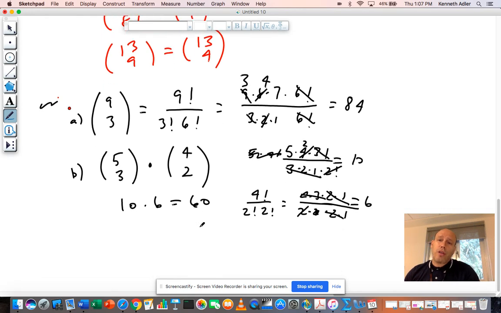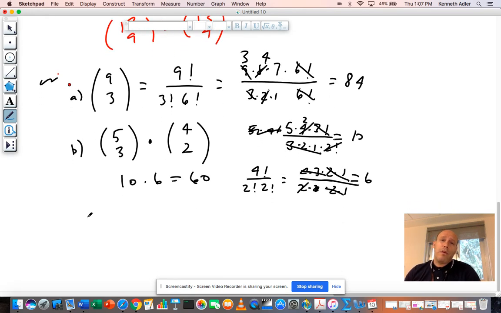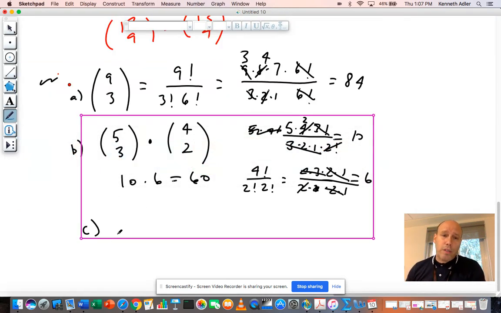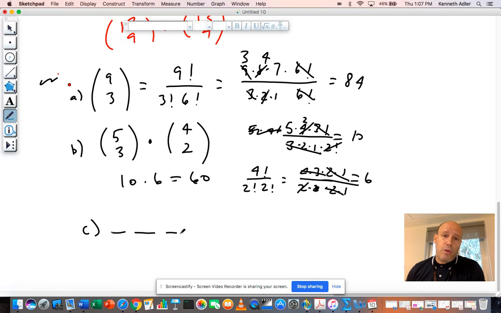Now, the last question is a restraint, but it's not so bad. So let's look at the last question. How many ways can I choose 5 students if I have to have Arzu or Amani on the team, but not both? So let's think about it. Once again, this is the product principle. So let's take a look at the first team. 1, 2, 3, 4, 5. So let's start with Arzu. So there's one choice for Arzu.